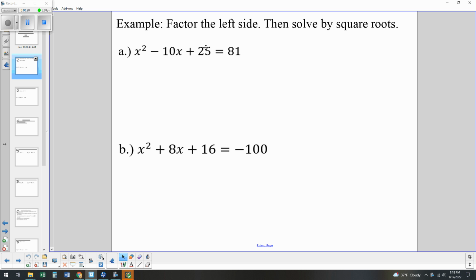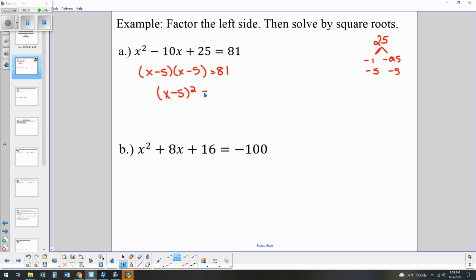I'm looking for what multiplies to 25 and adds to negative 10. So looking at positive 25, adding to a negative, so it has to be negative and negative. So we have negative 1 and negative 25, 2 no, 3 no, 4 no, negative 5 and negative 5. And negative 5 and negative 5 do in fact add to negative 10. So this is really x minus 5 times x minus 5, or, because it's twice, x minus 5 squared.